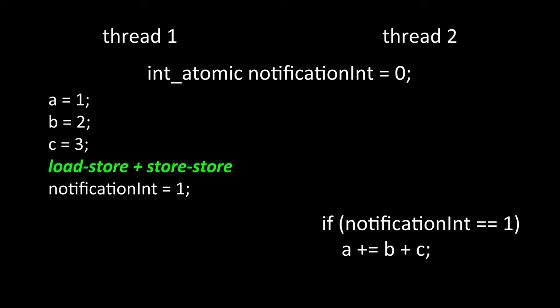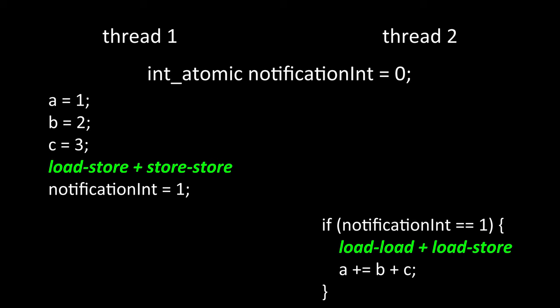Well, no. We took care of the reordering problem on thread 1, but we still have the same problem on thread 2. Loads of ABC on thread 2 can be reordered before the load of notification int. So let's apply the barriers again. This time, we want the notification load to happen before all other memory operations. So let's use a combination of load-load and load-store barriers. Now our code works as expected.